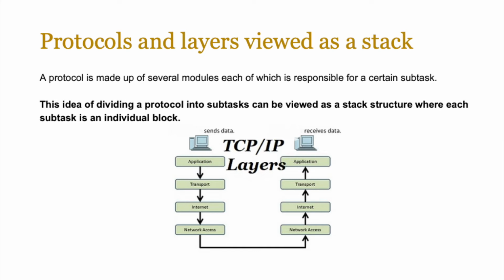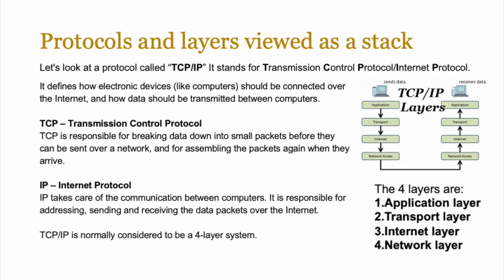Now the transmission control protocol / internet protocol, or TCP/IP, these layers act as a kind of stack. The TCP/IP protocol defines how electronic devices should be connected over the internet and how data should be transmitted between these devices. The TCP part is responsible for breaking data down into small packets before they can be sent over a network, and for reassembling these packets again when they arrive. The internet protocol part takes care of the communication between different computers. It's responsible for addressing, sending, and receiving the data packets over the internet.